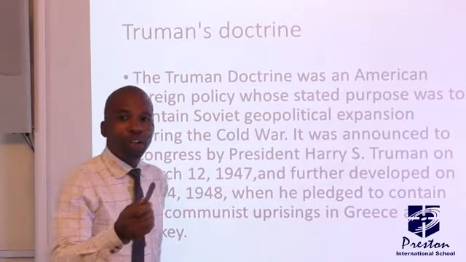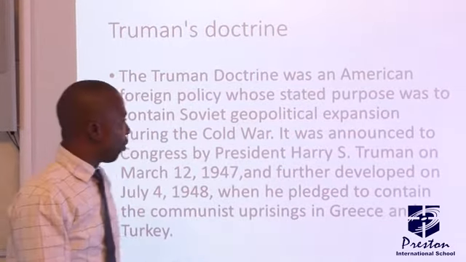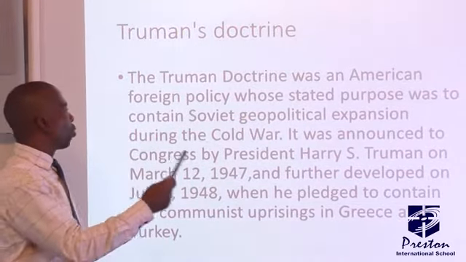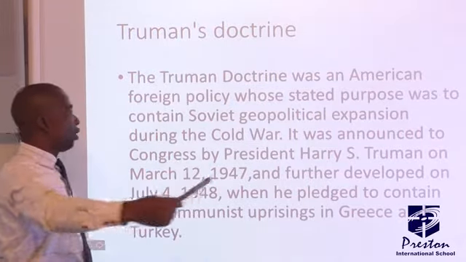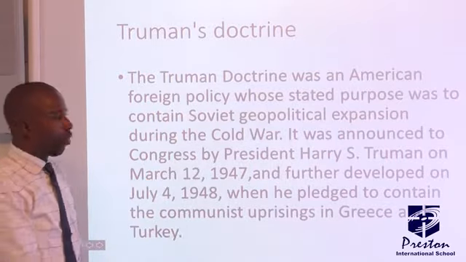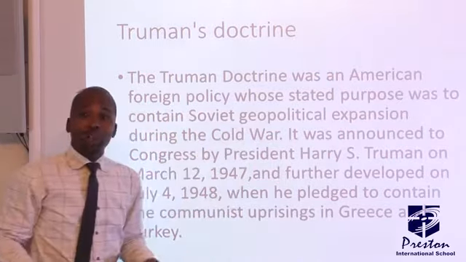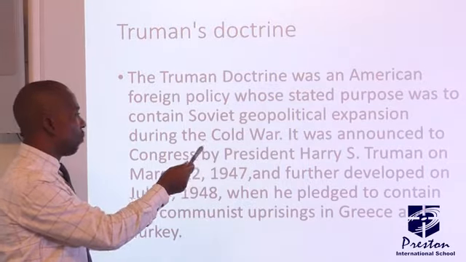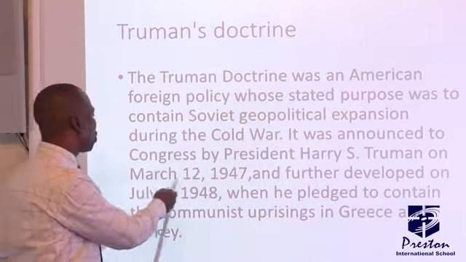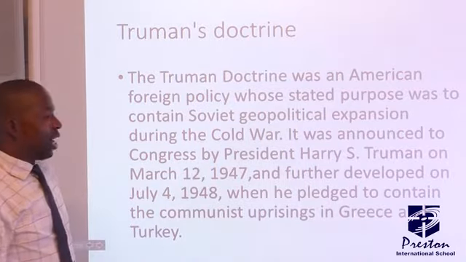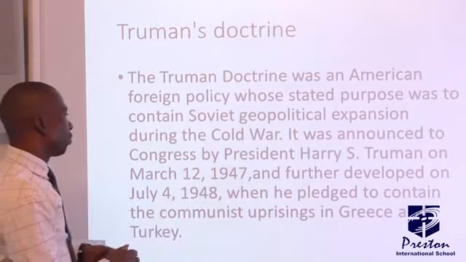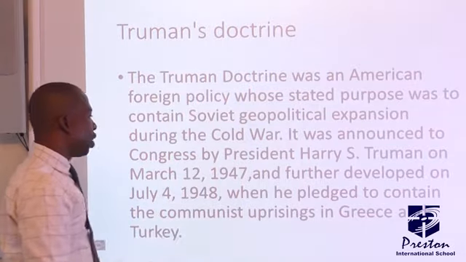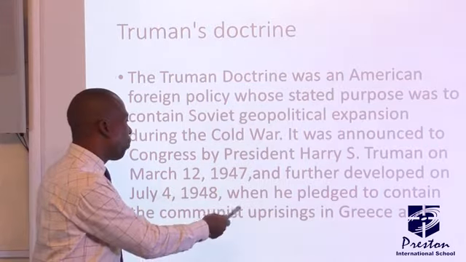All right, what is Truman's doctrine? Let's look at what we have on the board. The Truman doctrine was an American foreign policy whose stated purpose was to contain Soviet geographical expansion during the Cold War. When we talk about Soviet geographical expansion, we're talking about the expansion of communism. It was announced to the Congress by President Harry S. Truman on March 12, 1947, and it was developed to contain the spread of communism. It was further developed in July 1948, when he pledged to contain the communist uprising in Greece and Turkey.